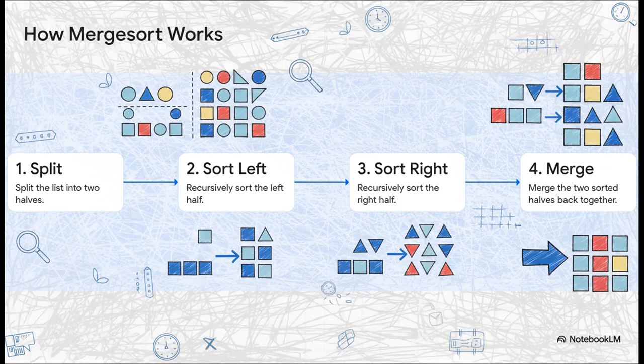And a list with one item is already sorted, right? Then comes the clever part. It starts merging those tiny sorted lists back together into bigger sorted lists until, bam, the whole thing is perfectly in order. It's just an elegant way to turn one huge hard problem into a bunch of tiny easy ones.